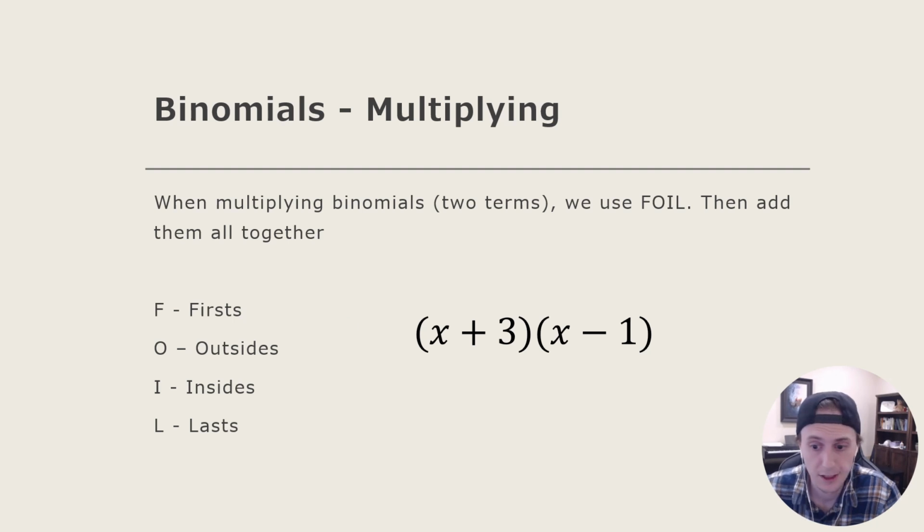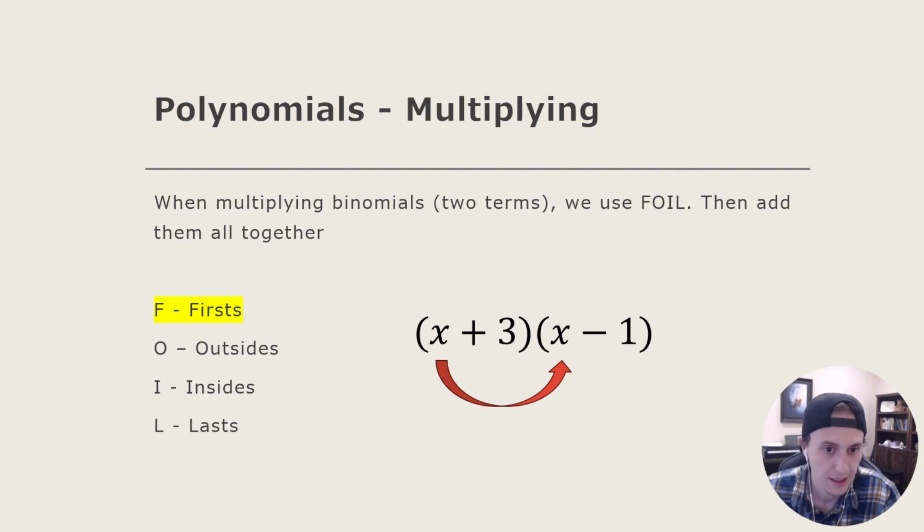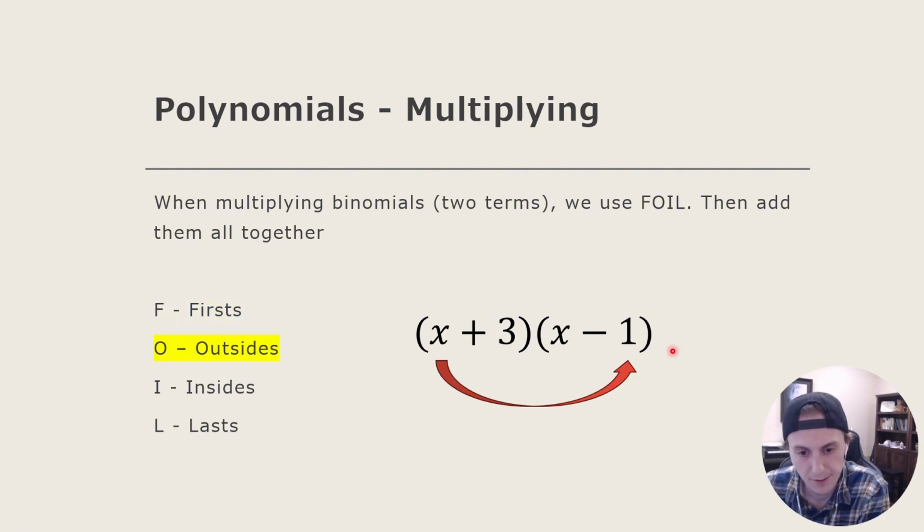So let's break that down a little bit better. FOIL firsts, we have x times x. That's what the first stand for. The outside numbers, which is x times negative 1. Then the insides are 3 and x. Then the lasts, we're multiplying 3 times negative 1.